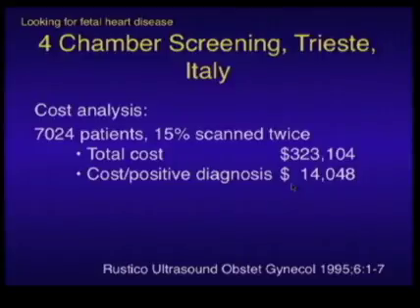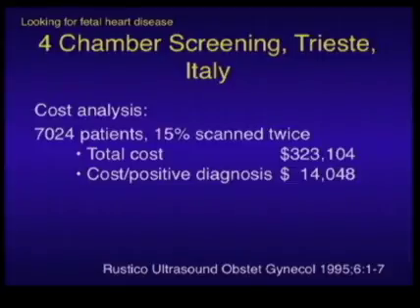Total cost was $323,000. Let me say that again. It was $323,000 in 1995 dollars. And that worked out to $14,000 per positive diagnosis, which is a pretty good number. It's comparable to the cost of identifying spina bifida or Down syndrome with our various screening studies.